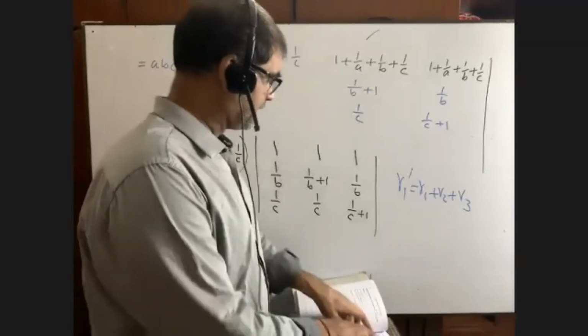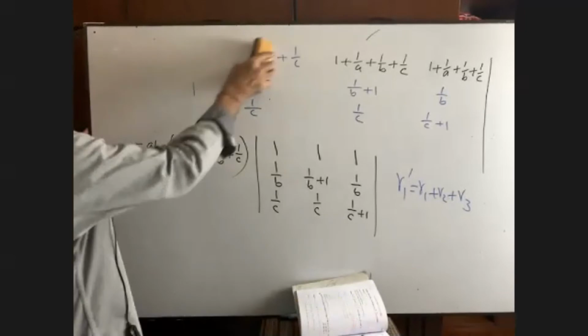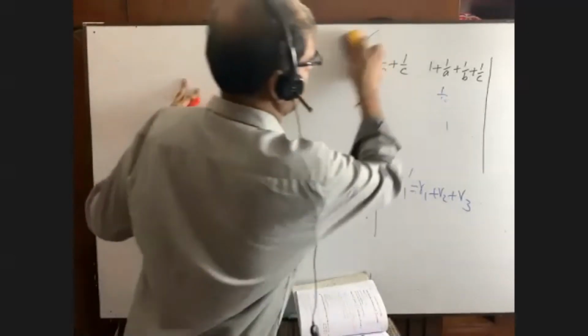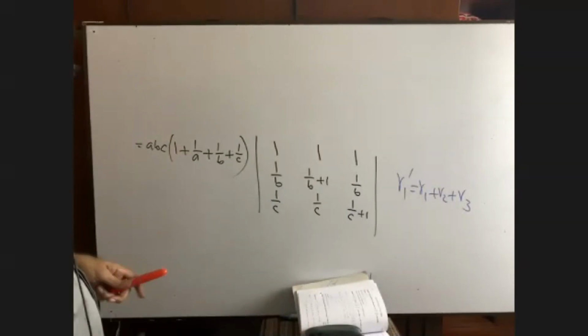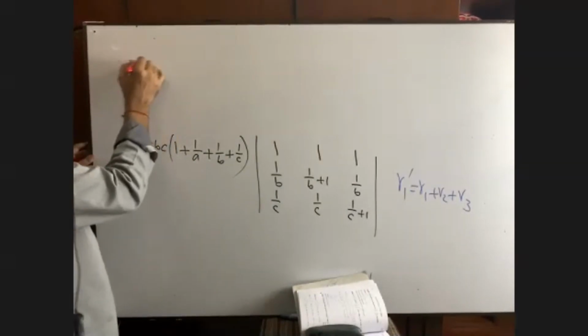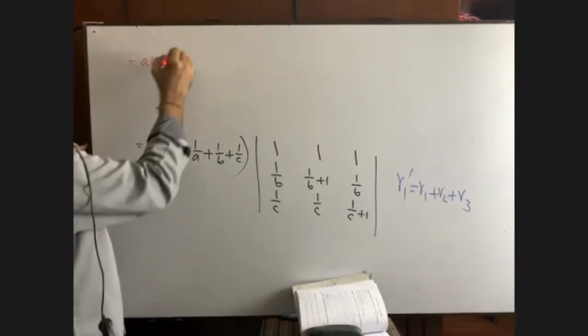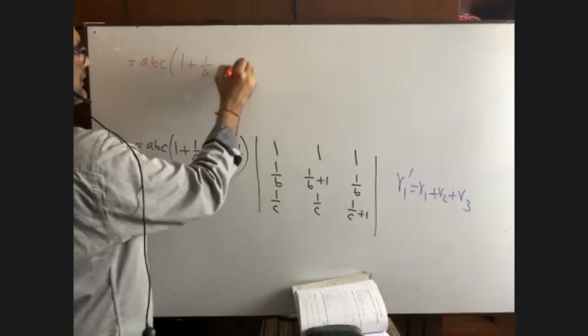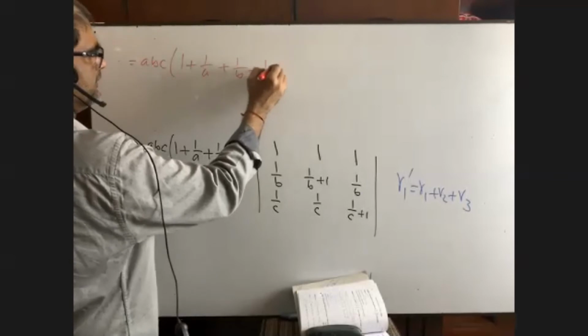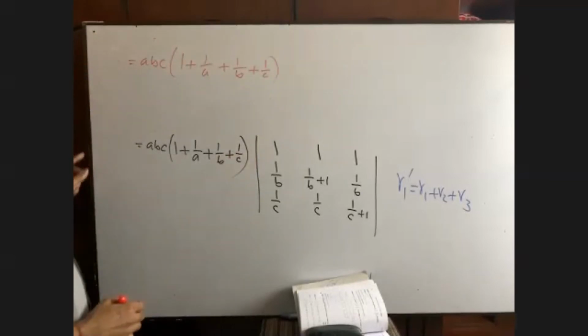Okay, hello everybody. Are you getting me? Okay. Now what should we do? It is ABC into 1 plus... right? Okay, it's okay. You are not wrong, but I can also do one thing more.